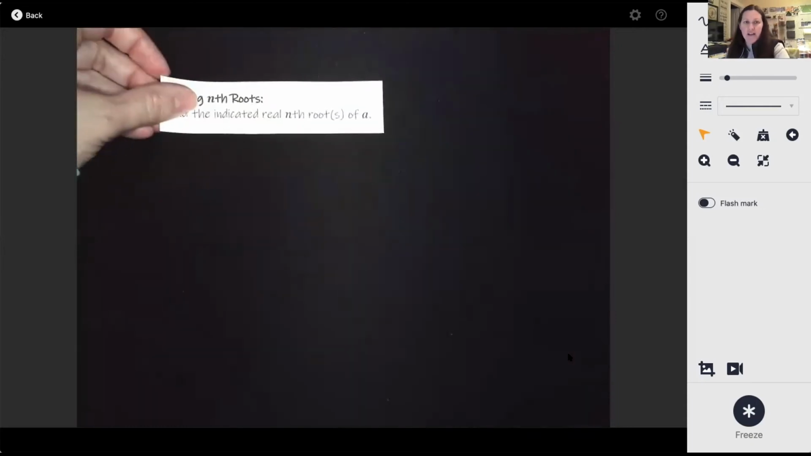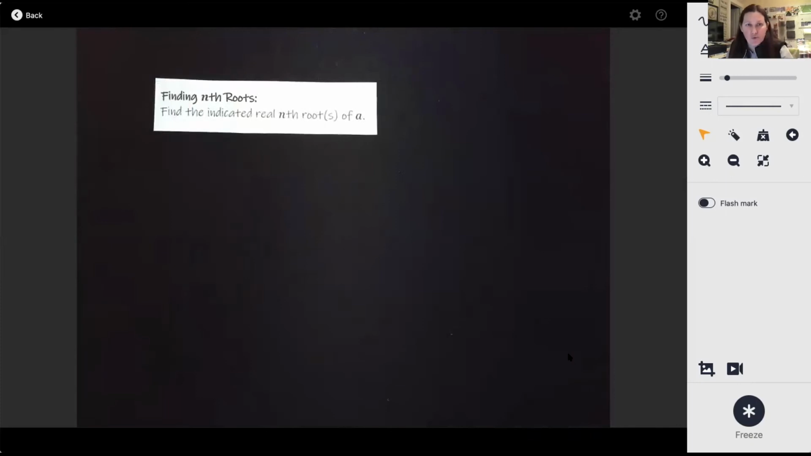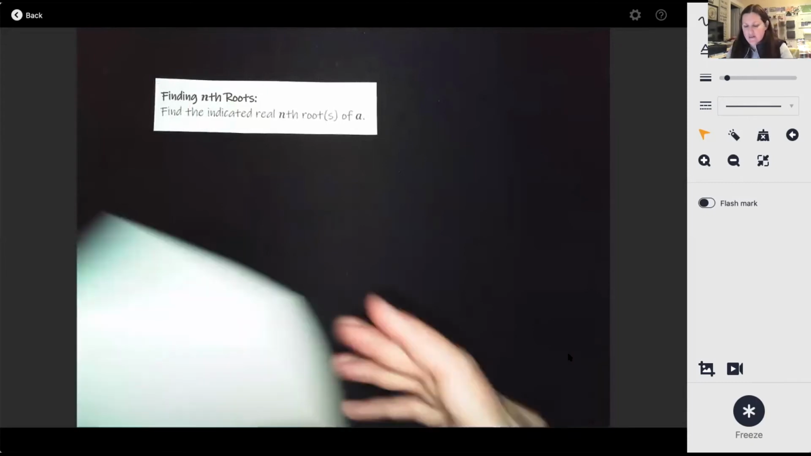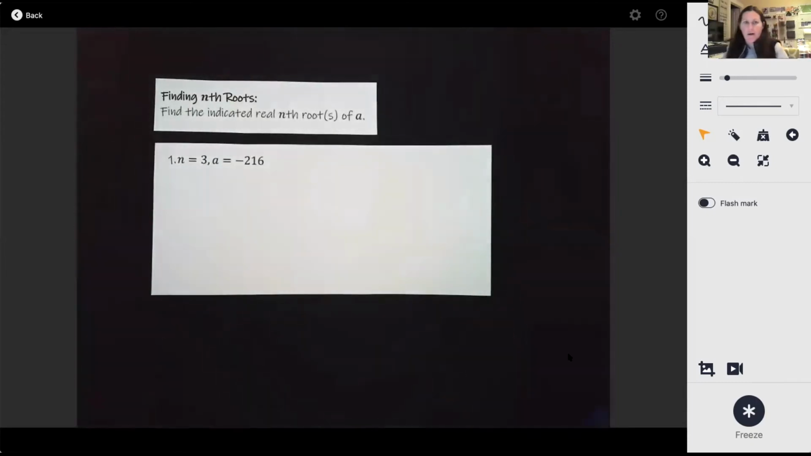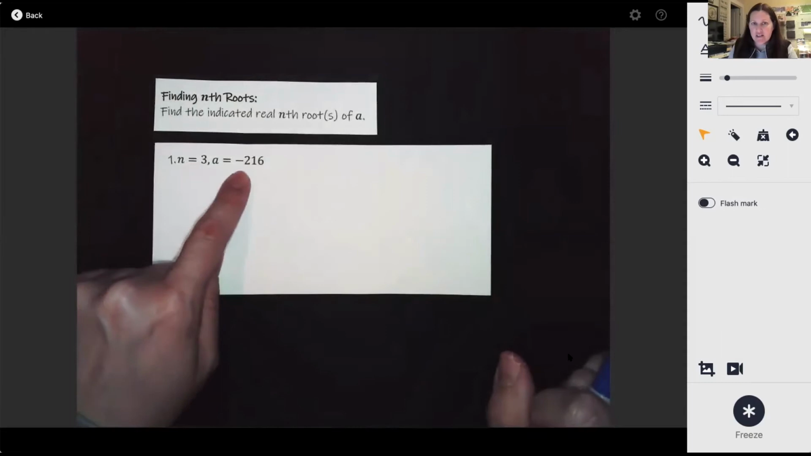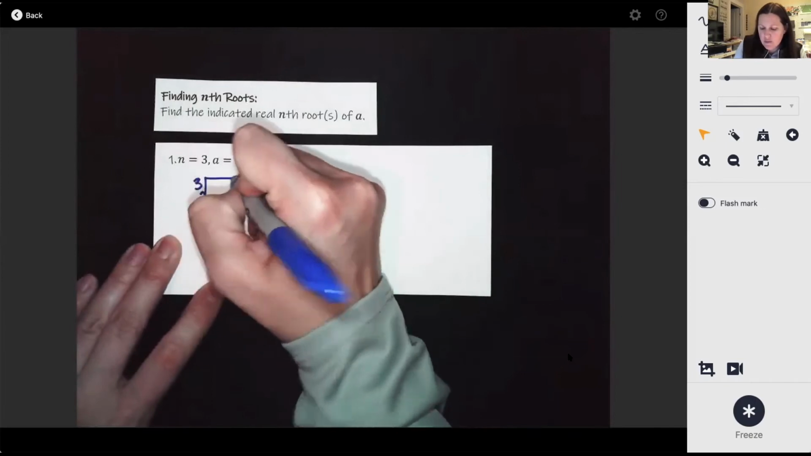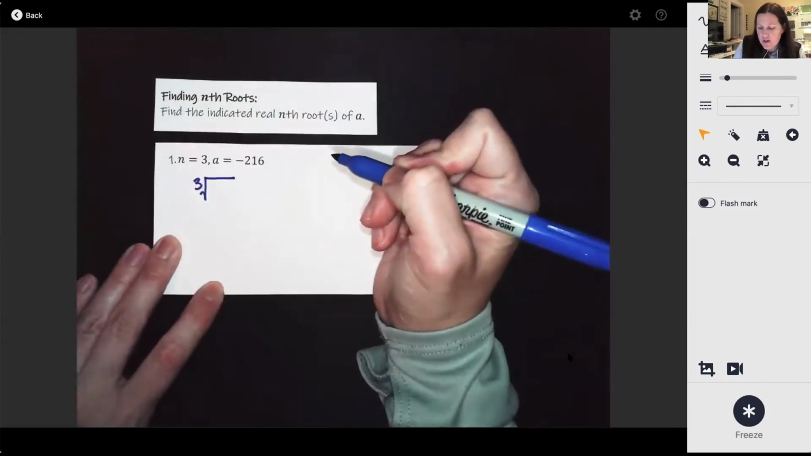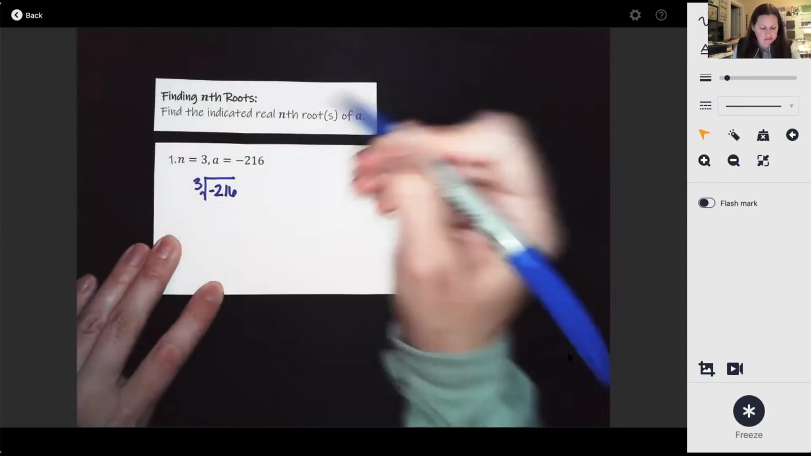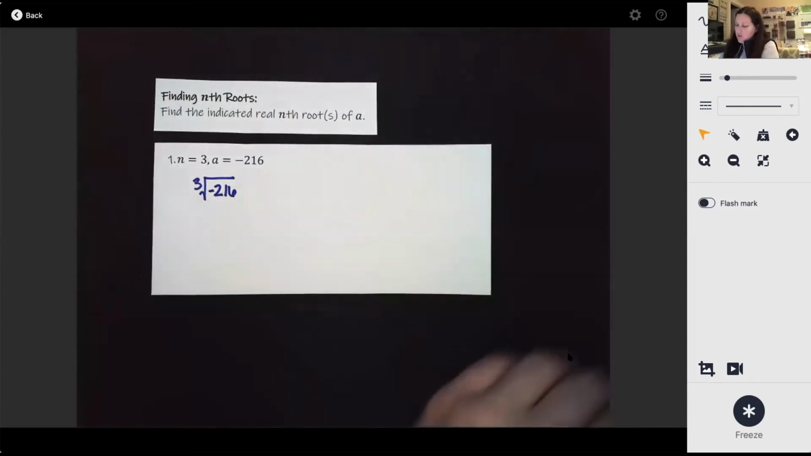All right, so let's actually get started here. So we want to find the nth roots. And I'm going to start with number 1. We need to find the indicated nth roots of a, root or roots. So in this case, n is 3 and a is negative 216. So that is the third root. Remember, it's the nth root, so 3 is the root of negative 216. Okay, so we need to remember our rules here.